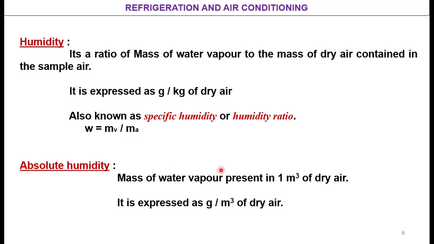The next is the absolute humidity. It is the mass of water vapor present in 1 meter cube of the dry air. It means how many grams of water vapor are present per meter cube of dry air. Hence the unit is gram per meter cube, or if you take the mass in kg, kg per meter cube. So that is nothing but the density, which is known as the absolute humidity.